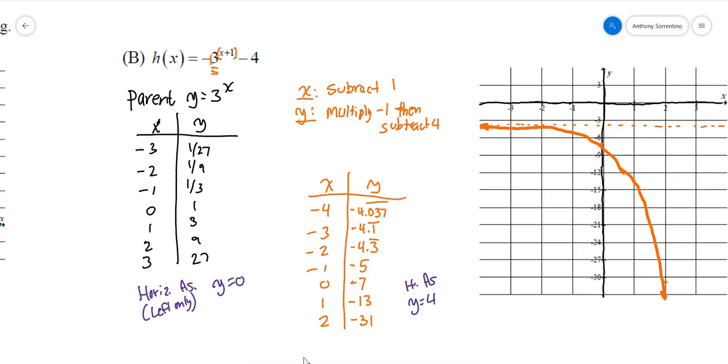Since we're getting negatives with this, it wouldn't really define a situation of exponential growth or decay. It's just a lot of transformations on this. But that's generally how you go through and do these particular transformations.